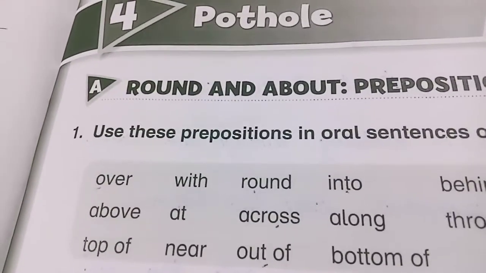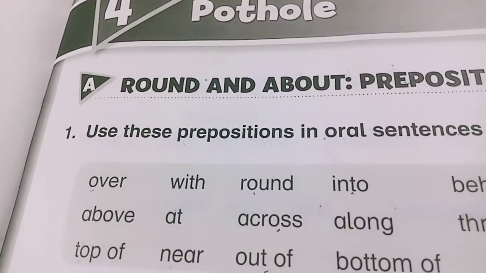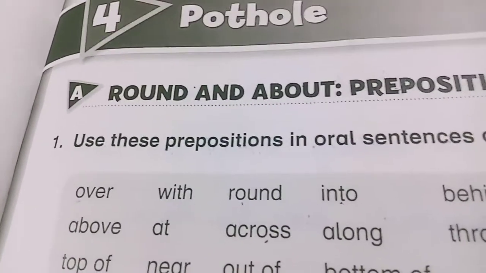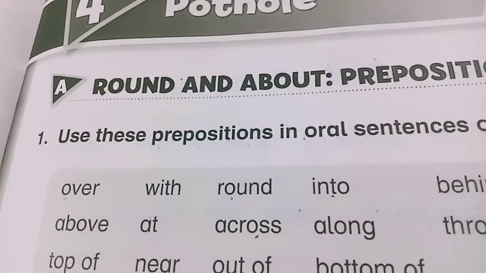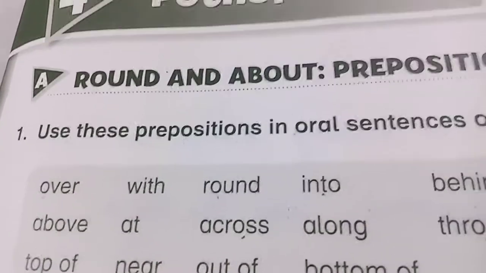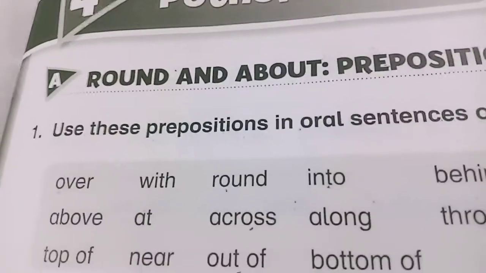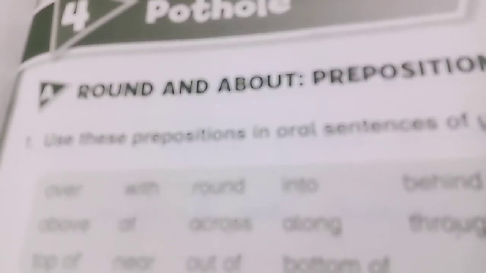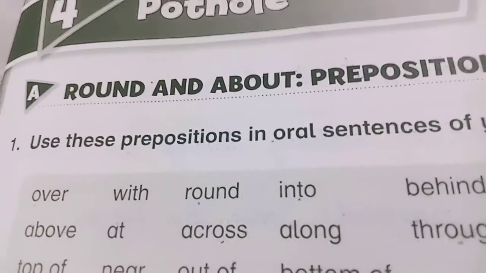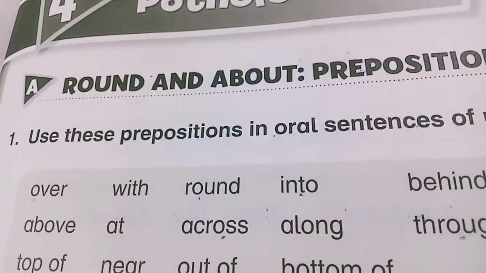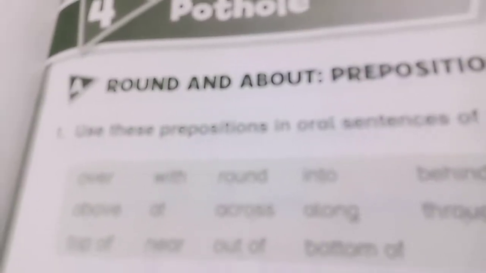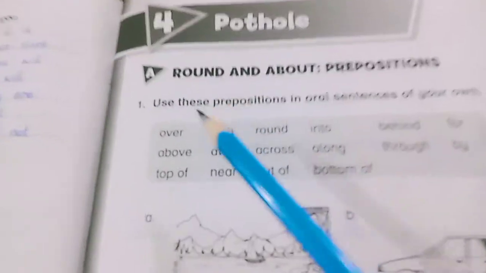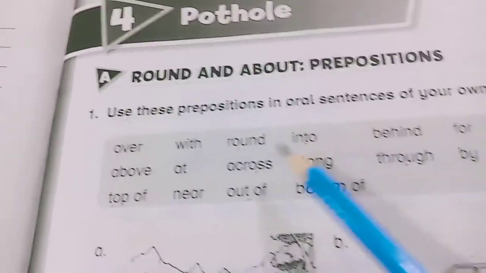Prepositions show the relationship between a noun or pronoun and another part of the sentence. Prepositions often indicate the position of something with respect to something else. They can also indicate the movement of a thing or person with respect to another. Prepositions can be used to indicate time when something happens. So students, there are different prepositions we can use in our sentences.